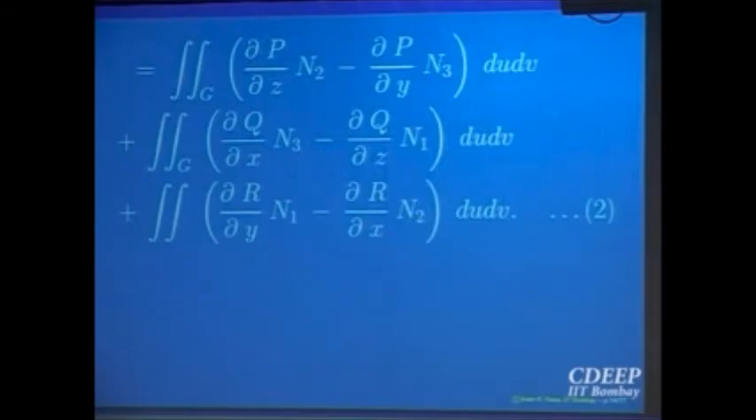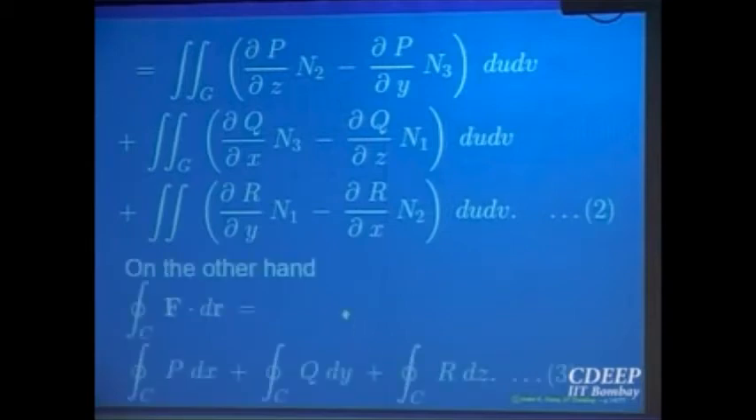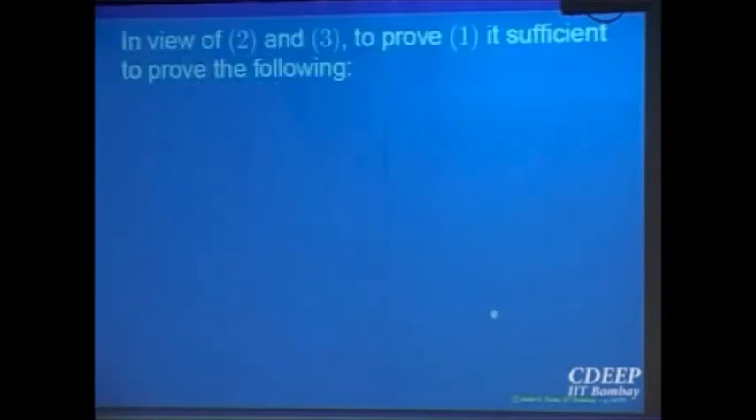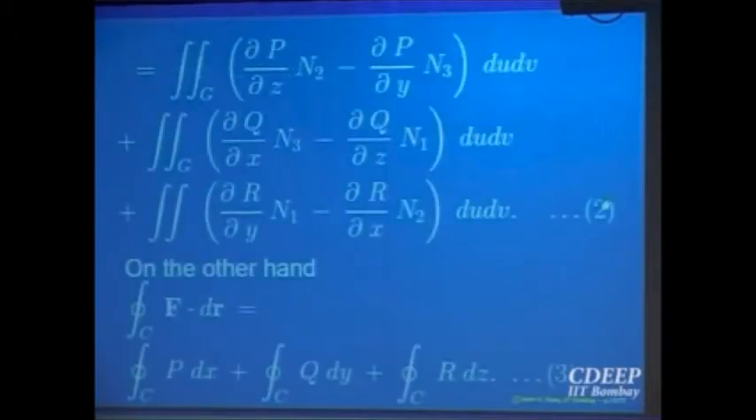Let us look at the right hand side, that is the line integral over the boundary, F dot dr. So what is F? That is P i plus Q j plus R k. What is dr? We have already given that, right? dr is dx, dy, dz. That is the line integral. So let me just write it backwards. What I want to show is 2 is equal to 3. This is a line integral. That is a surface integral. I have to show 2 is equal to 3.